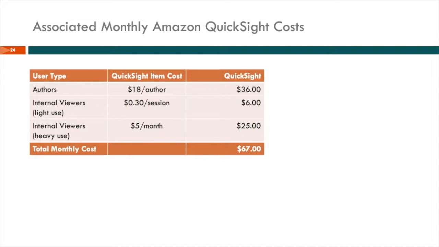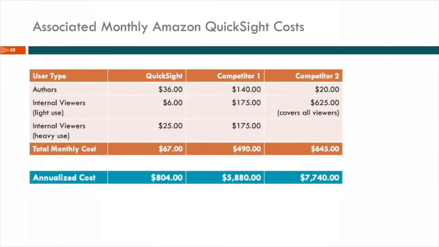So let's take a look at this relative to their competitors for the same kind of spot. So we're looking at $67 a month, and I know the pricing on these competitors because I price them regularly for customers. So one competitor, we're looking at almost $500 a month for that same setup, and another, we're looking at about $650 a month. Annualized, we're looking at $800 versus almost $6,000 versus almost $8,000.